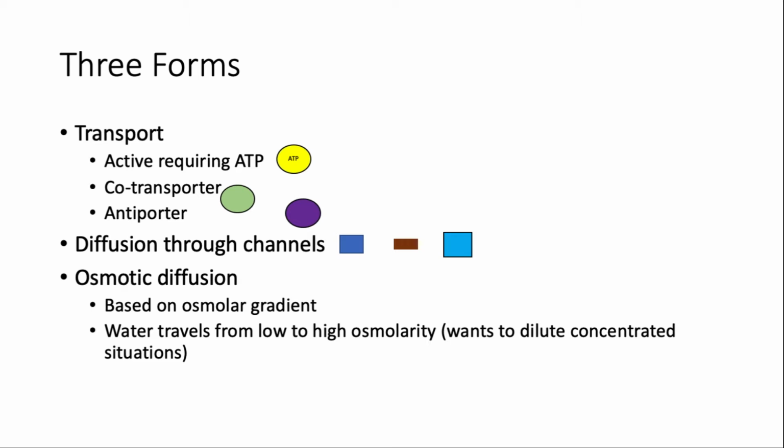Now, there are three main ways that they can do this transportation. The first is an actual transporter, whether it requires ATP or not. And on the next few slides, you're actually going to see these symbols indicating these types of transporters. The second way is diffusing a substance through their own appropriate channel. And finally, there's osmotic diffusion, which is based on an osmolar gradient, where water is going to travel from more concentrated areas to more dilute areas.